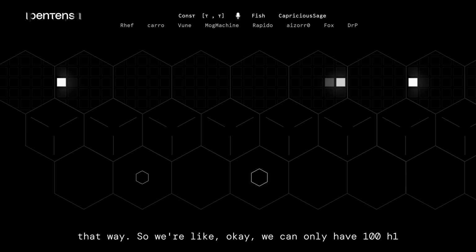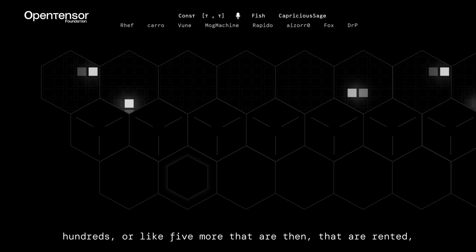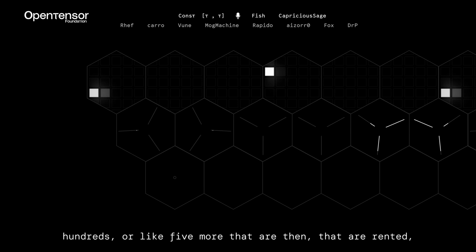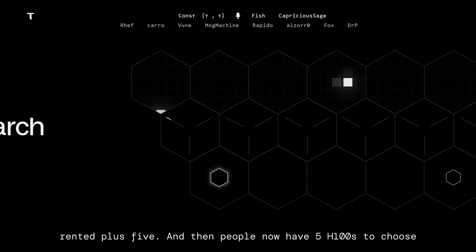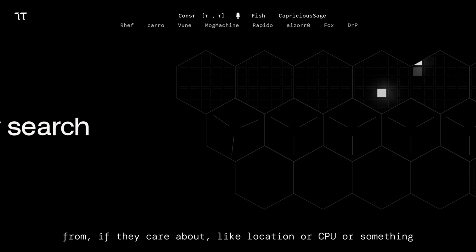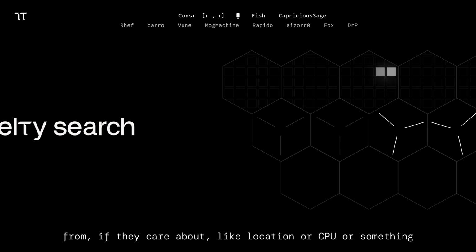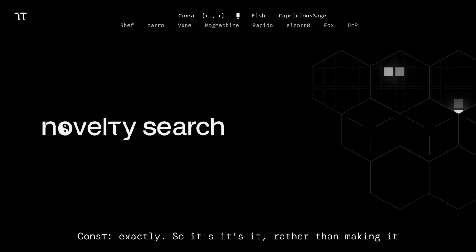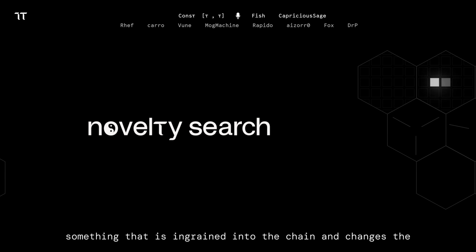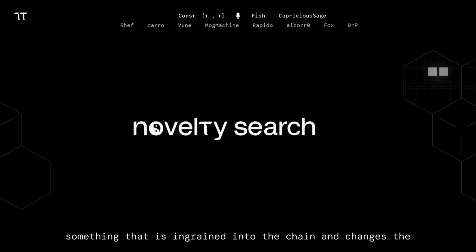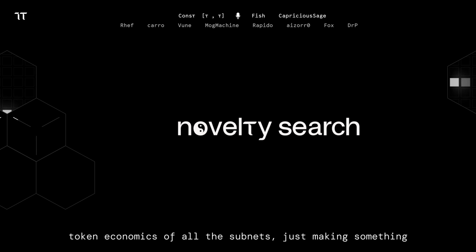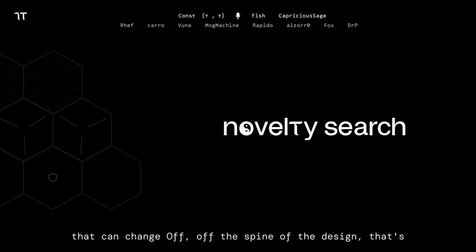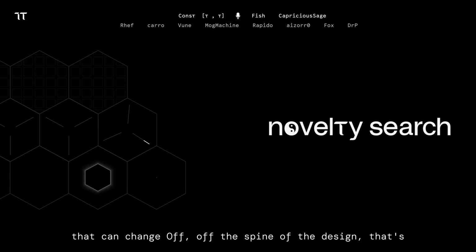So we're like, okay, we can only have 100 H100s, or like 5 more that are rented plus 5. And then people now have 5 H100s to choose from if they care about location or CPU or something like that. Exactly. So rather than making it something that is ingrained into the chain and changes the token economics of all the subnets, just make it something that can change off the spine of the design. That's what I would say.